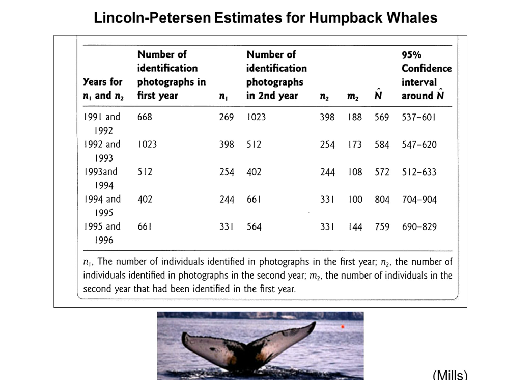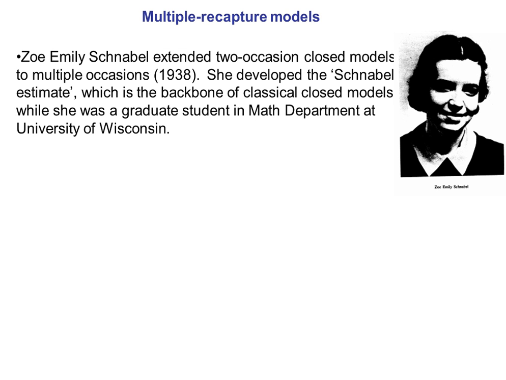You can see the 95% confidence interval gives you an idea of how the population can range. Even though it says 569 in the first line, in the confidence interval you can see that's actually a range of 537 to 601. You can see how the population fluctuated and increased over the last 2 years of this study up to roughly 800, 759.